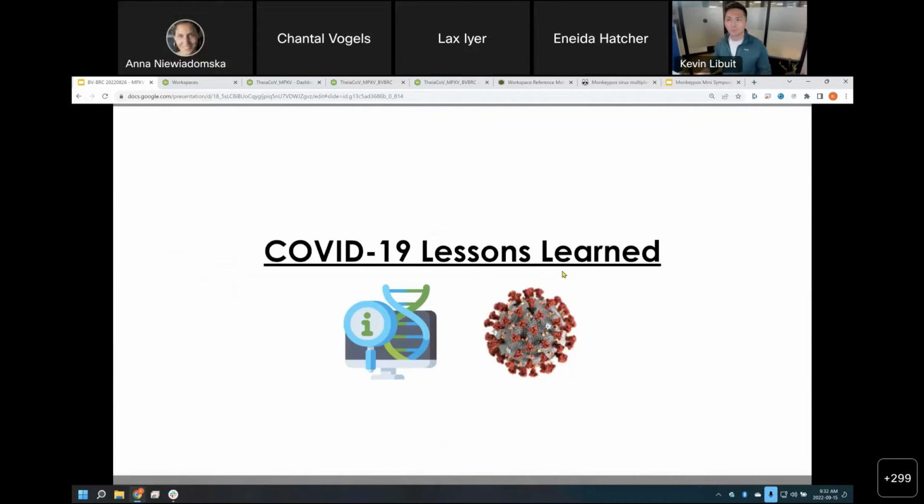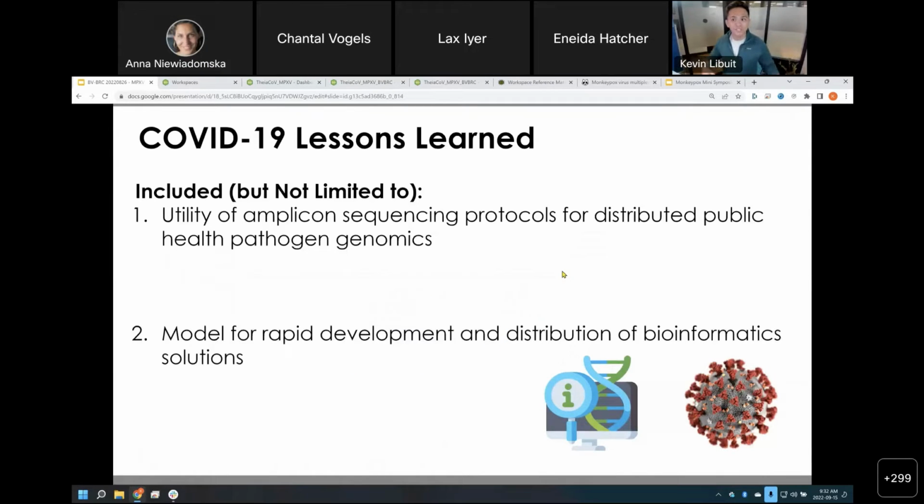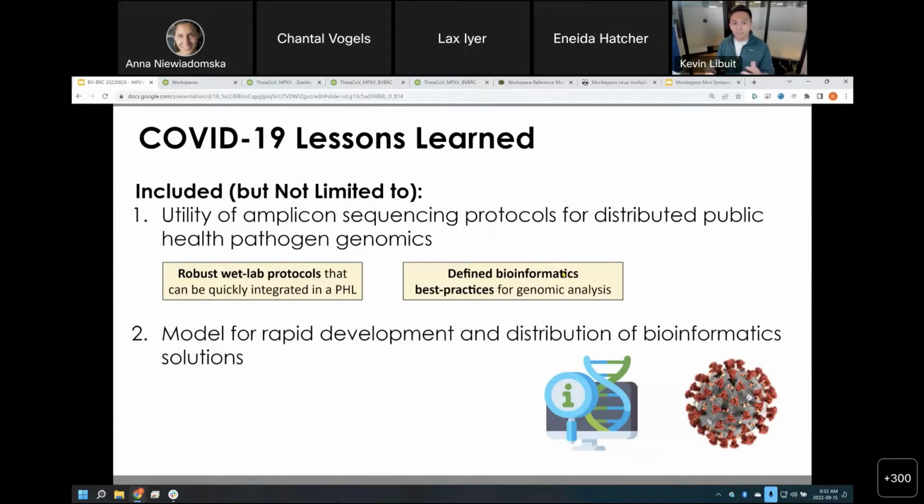So looking at some of the real critical lessons learned, obviously this is by no means a comprehensive list of the things we've learned throughout COVID-19. But with respect to our niche field of public health bioinformatics and adoption of these practices, I think two major lessons we've learned, spoken about a number of times on this call already, is one, the utility of amplicon sequencing for this distributed public health pathogen genomics, especially with respect to surveillance efforts. That being attributed to, as seen in the last two talks, how robust these wet lab protocols can be and how there really is a defined best practice already in mind with respect to amplicon sequencing and consensus genome assembly in terms of mapping it to a reference, removing the primer regions, and not filling in the reference genome into the consensus assembly.